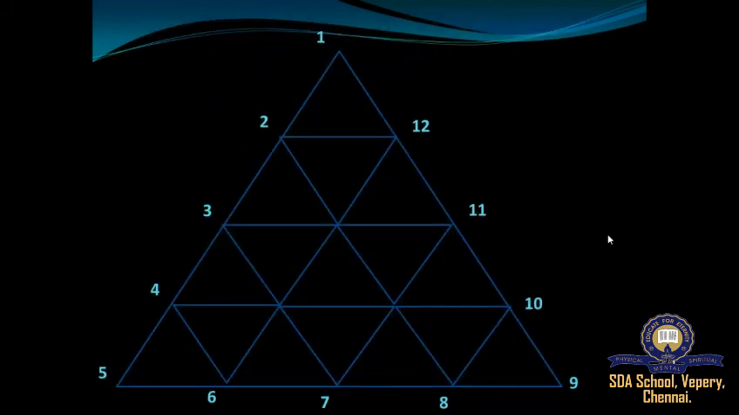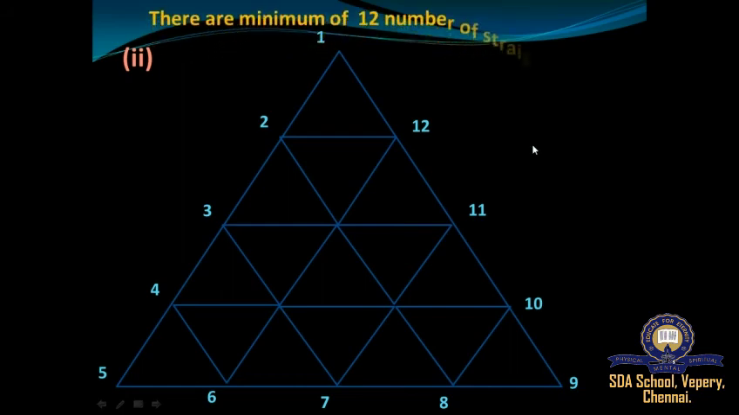Understood, students? We'll move to the second subdivision in 13th sum. So you are supposed to find the minimum number of straight lines, right? So this will be one straight line, the second straight line, third straight line, fourth straight line. Okay, and this will be the fifth straight line, sixth straight line, 7, 8, and this will be the 9th, 10th, 11, and 12. Okay, so there are totally 12 straight lines.